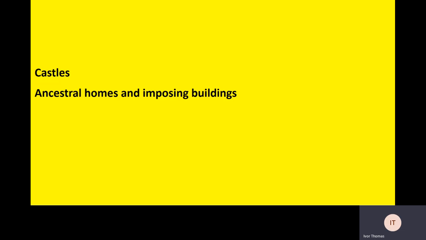Castles and ancestral homes. An ancestral home is a home that's been in someone's family for a long time. They're usually large, stately homes, tall, imposing, which means grand or intimidating buildings or impressive buildings. Now, Gothic actually means German, and Gothic architecture is a form of architecture that originated in Germany from the 1600s. Tall spires, narrow windows. The Houses of Parliament in England is a Gothic architecture. These are examples of Gothic architecture.